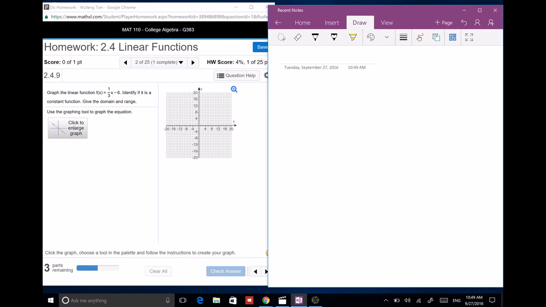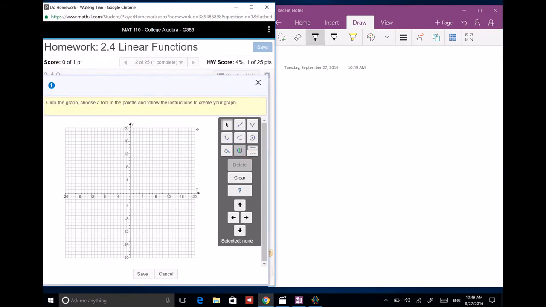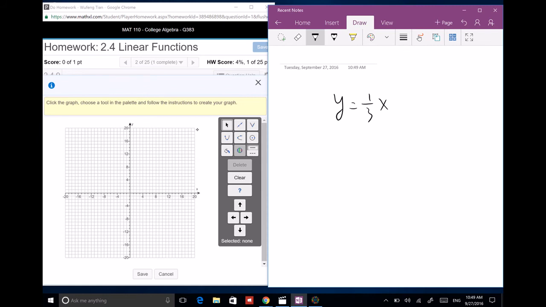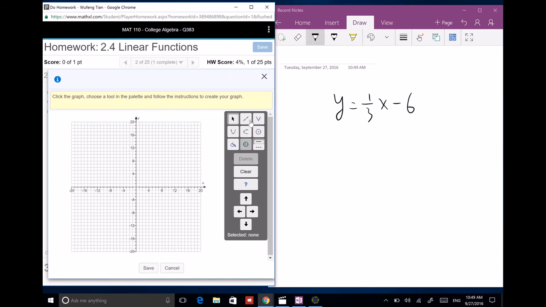Next one, graph the picture. So we see the function is y equals 1/3 x minus 6, right? First, it's a linear function with intercept -6. So it's right here. Now you have a linear equation. Choose -6 as the y-intercept, and rise over run is 1 over 3.